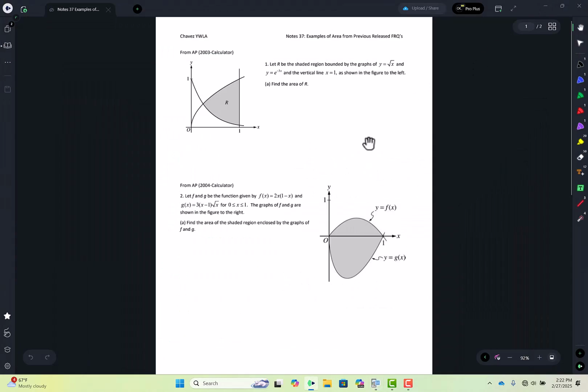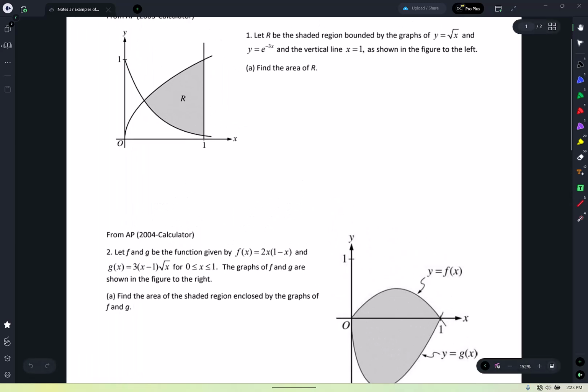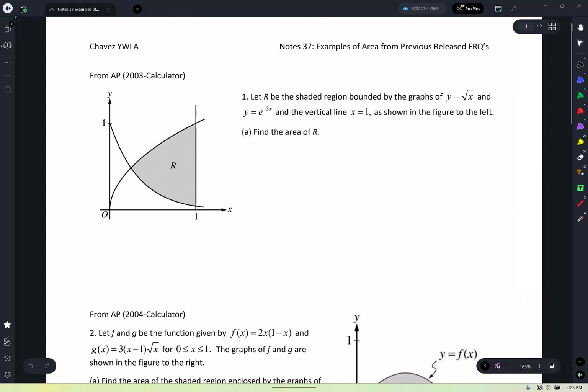And this one's coming from the 2003 exam. Yeah, maybe your parents took this one. All right, so check it out. I don't know what question number it is, but I'll look at the rubric in a little bit. It says, let R be the shaded region bounded by the graphs y equals square root of x and y equals e to the negative 3x, and the vertical line x equals 1, as shown in the figure to the left. Find the area of R.